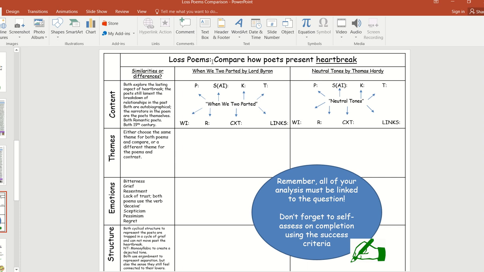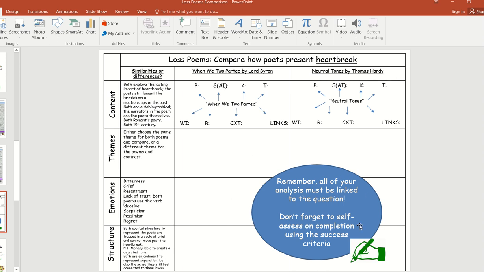So, the two poems that we're going to focus on today in relation to heartbreak are When We Two Parted and Neutral Tones. And the way that I've set this out is it's essentially an essay plan. So we know that the four cornerstones when we're thinking about poetry are the content, what is it about, the themes, the emotions, and how it is structured. And what we need to be thinking about is how the content is similar or different in both poems, how the themes are similar or different, emotions similar or different, structure similar or different.